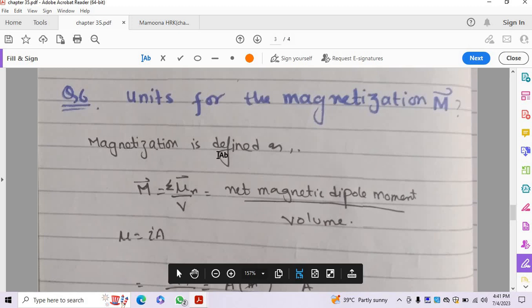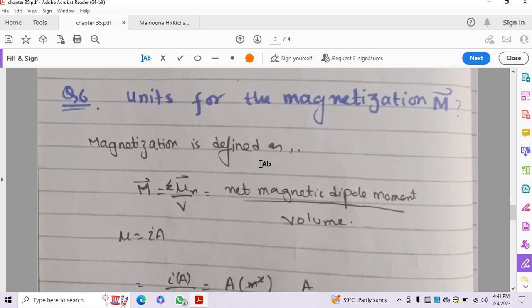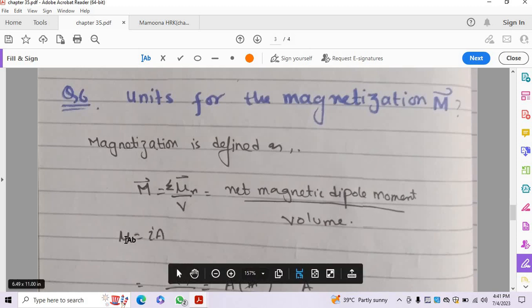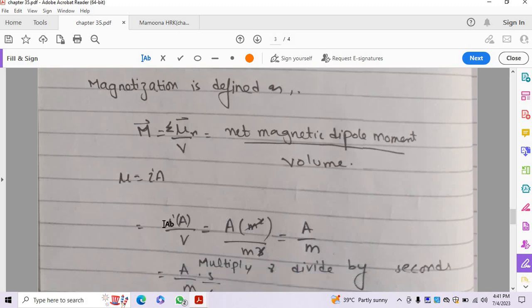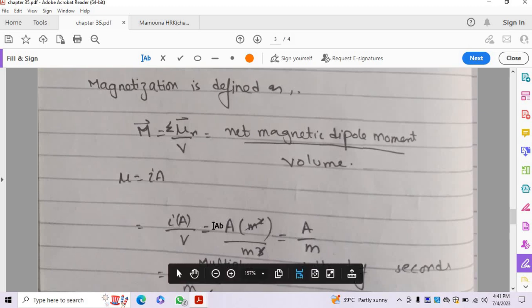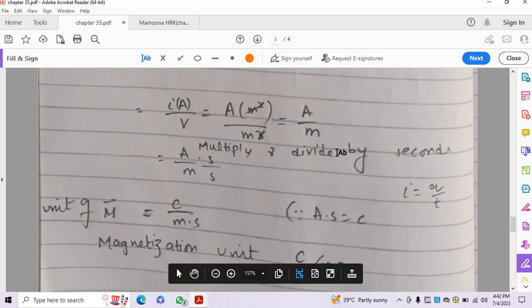So here is the solution. Magnetization is defined as the net magnetic dipole moment of a material per unit volume. And we know that the magnetic dipole moment is equal to the current times the area of the loop. So by considering these two definitions, we can write mu as I a, where the unit for I is ampere and the unit of area is meter square, while the unit of volume is meter cube. So it could be ampere per meter, but that is not given in the options, so we have to convert it into some possible units. That's why I multiply and divide it by second.